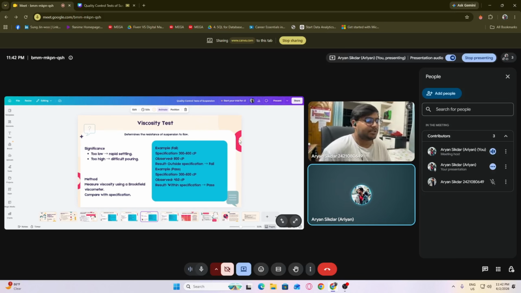If the acceptable range is 300 to 600 cP, for example, and the measured viscosity is 800, then the value exceeds the specification and the suspension fails. If the measured viscosity is around 450 cP, suppose, it falls within the specified range and then the suspension passes. So I'll pass on the next test to my partner Fatima.